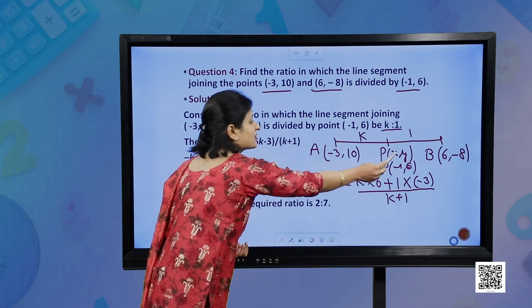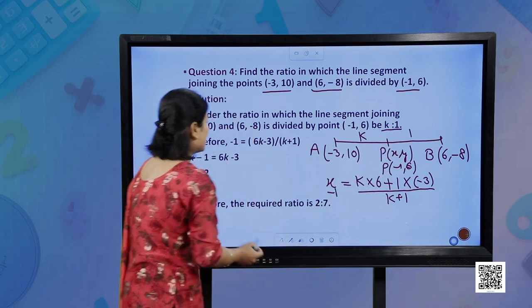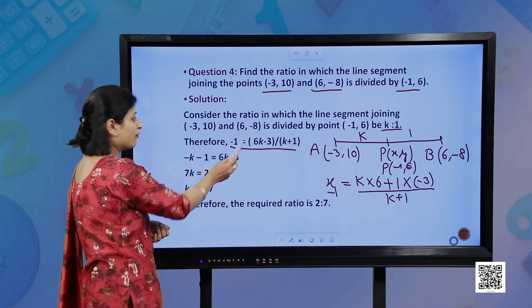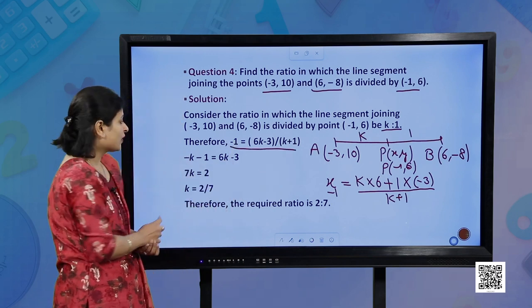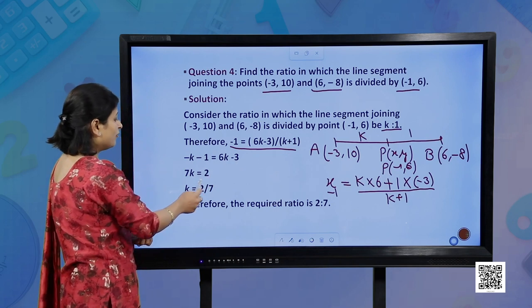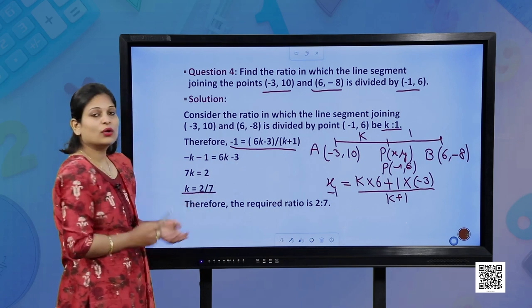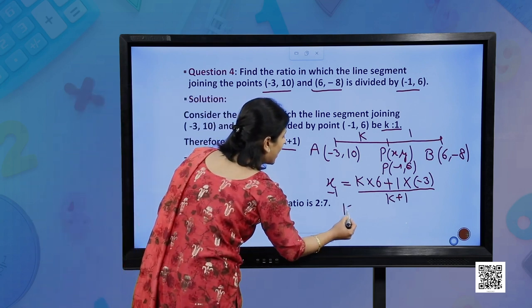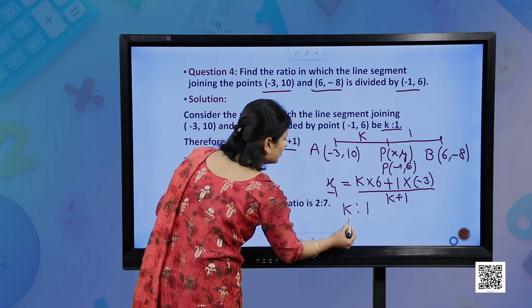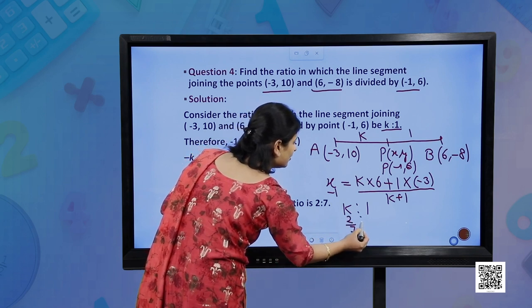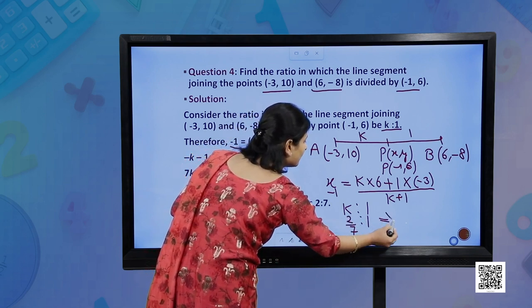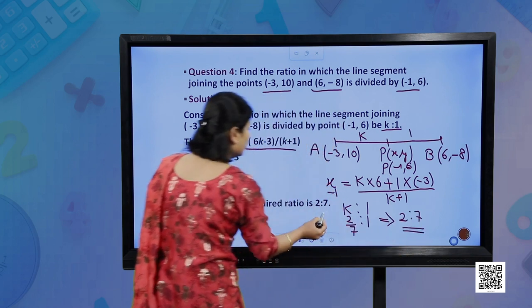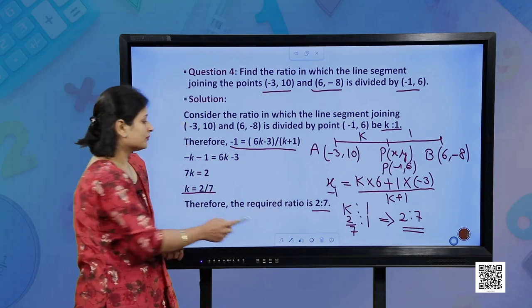And you know what is x? X is given as minus 1. So, simply substitute x as minus 1, you will get this equation. You have to solve for k. Just simply solve it. You will get the value of k as 2 by 7. As you have considered the ratio as k is to 1, this is 2 by 7 is to 1. What will you get? 2 is to 7. So, the ratio is 2 is to 7.